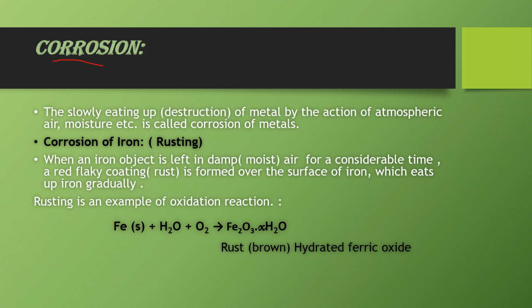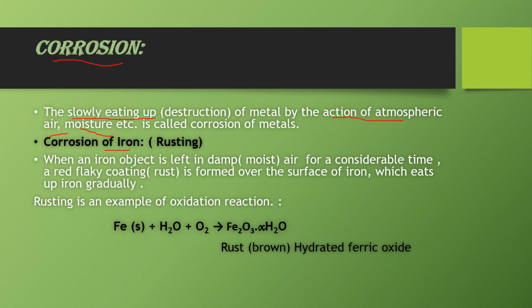Now corrosion we already studied in chapter 1. So the definition of corrosion is the slowly eating up of metal, that is the destruction of metal by the action of atmospheric air, moisture, etc., is called corrosion of metal. So first I am starting with corrosion of iron.